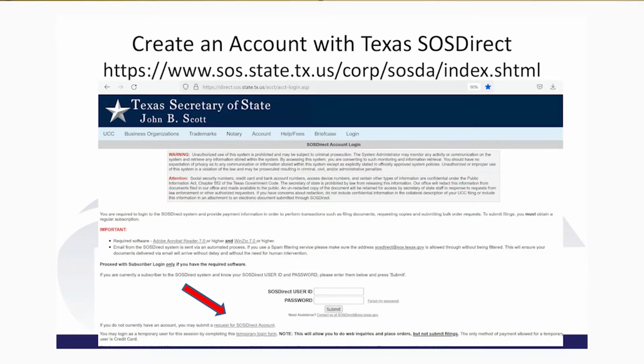You would get online and you would actually create an account with SOS Direct. There's the website address. I did not make it up. It's complicated to remember, but this is what the page looks like. And you're going to go right here. If you currently do not have an account, you may submit a request for an SOS account because you need an SOS account to file online.